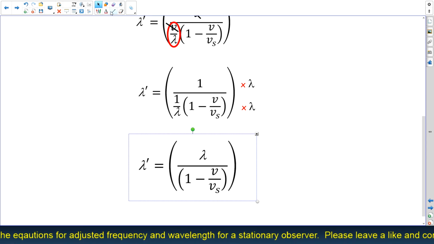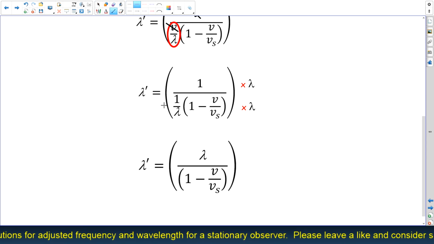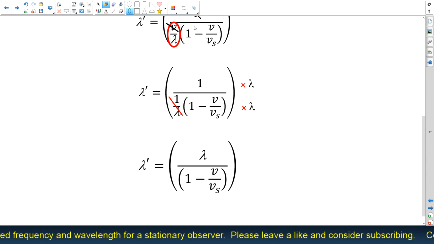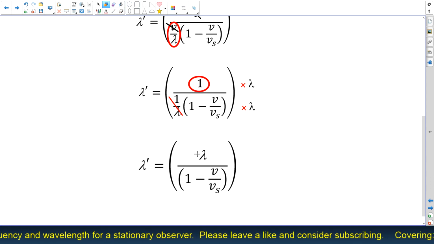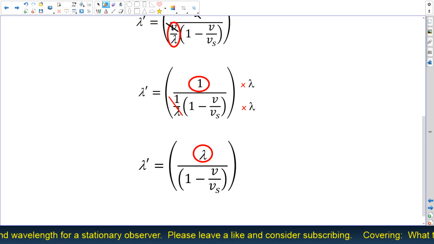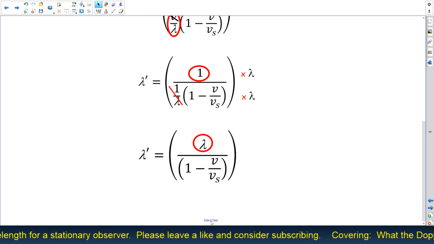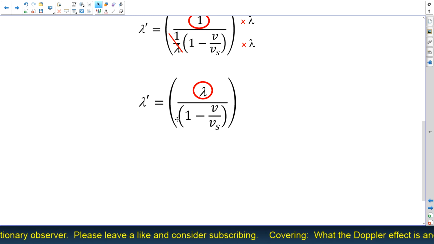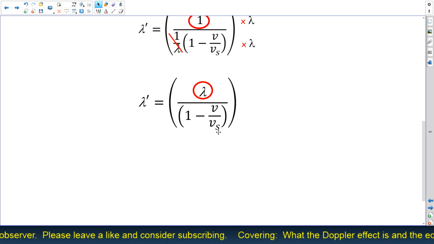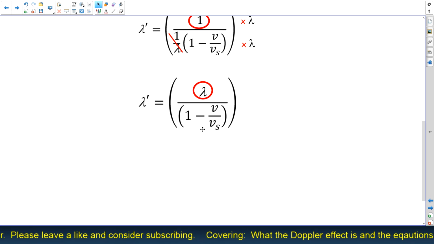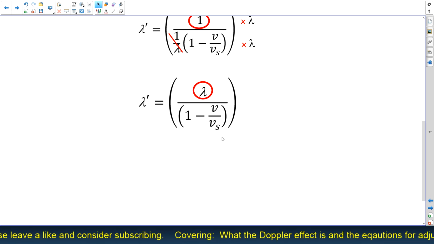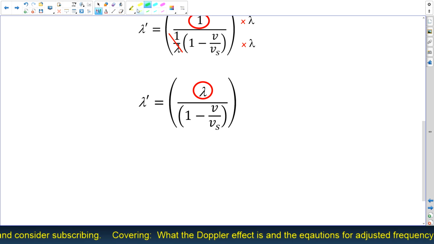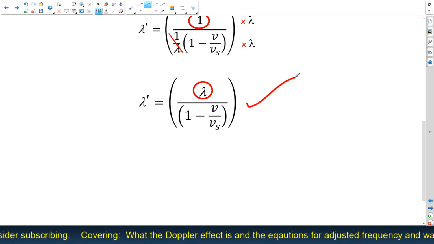Okay, notice that we now don't have this term at all, but this term on the top, this 1, has now become a lambda. Now I'm in business because I've got lambda observed in terms of lambda original. I've got it also in terms of the speed of the wave and the speed of the source, the speed of the emitter. I could stop here. This is absolutely fine. We could just go tick, job's good.